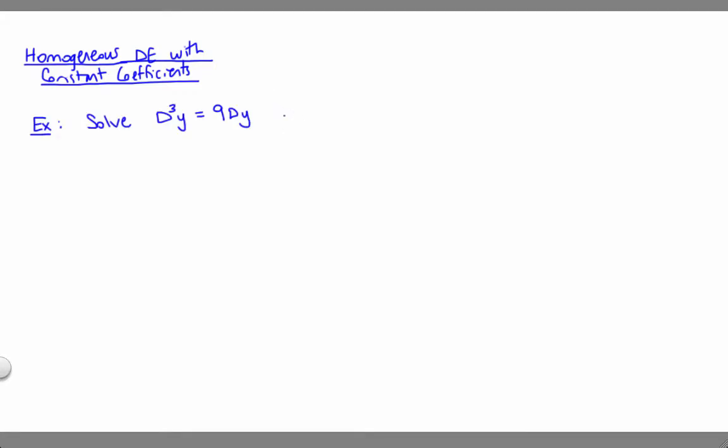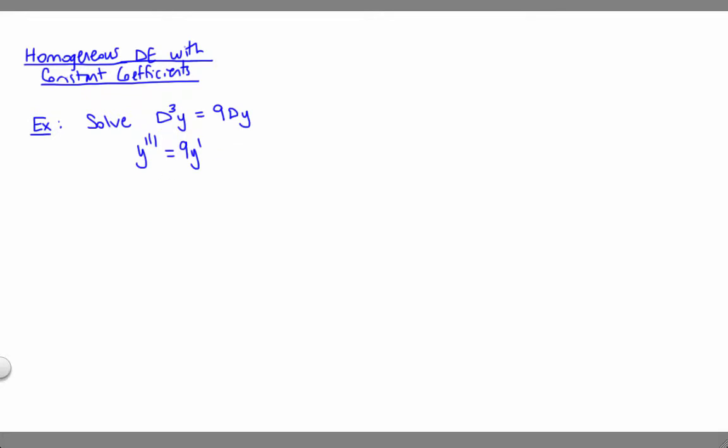So let's start with this example here, and let's remember that this capital D notation is just alternative notation for the derivative. So when you see capital D cubed y, that's the same thing as saying y triple prime. And on the right side, we've got 9y prime. Okay, so y triple prime equals 9y prime.